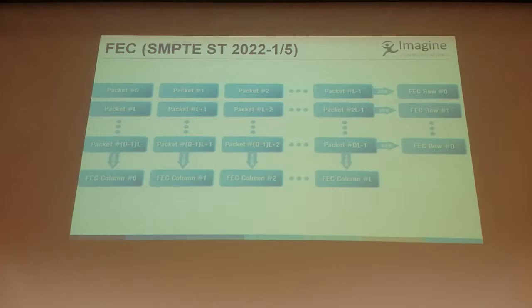So what SMPTE 2022 does is we take our packets, we make them into a matrix, and then we add these forward error correction packets, either row-based or column-based, or both. And it comes down to, I'll get into the next slide here. And then we send these forward error correcting packets with a different UDP number, so the receiver can sort out which they are.